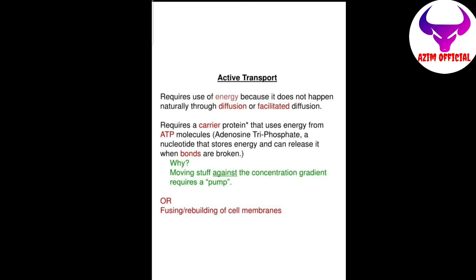It requires a carrier protein that uses energy from the ATP molecule. So you need both carrier protein and ATP. As we saw, in facilitated diffusion we need a carrier protein, but in active transport we need both carrier protein and ATP molecules, that is energy. Adenosine triphosphate is a nucleotide that stores energy and can release it when bonds are broken. So when the ATP is broken, a huge amount of energy is released. That energy helps you transport the substance from one concentration gradient to another.